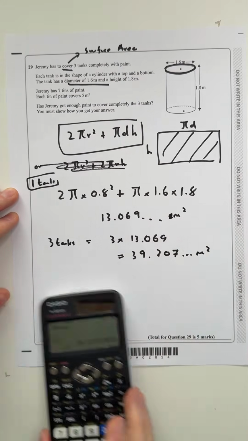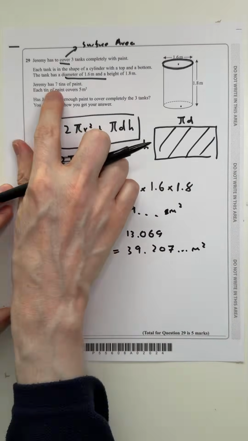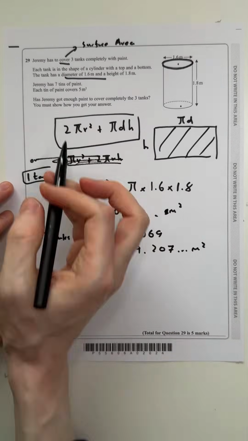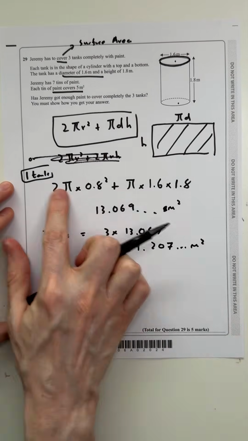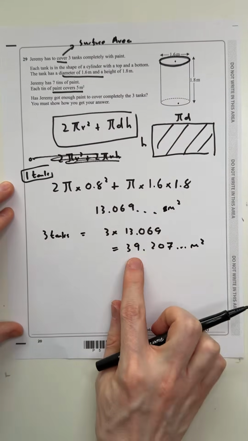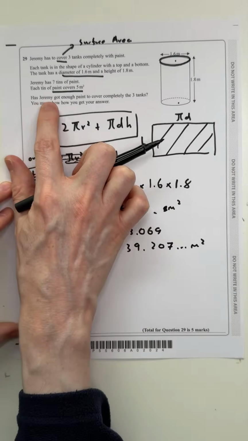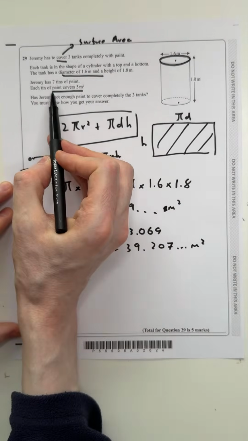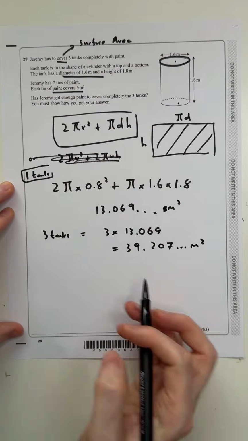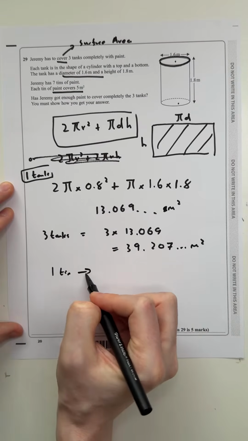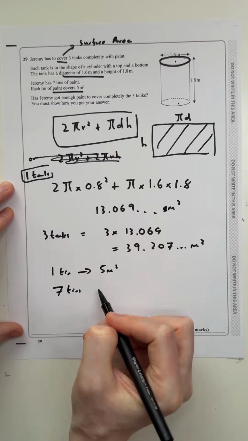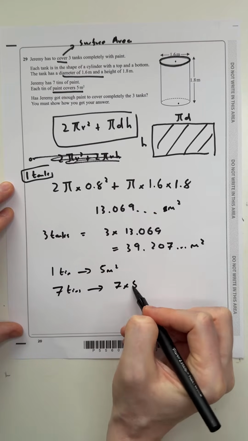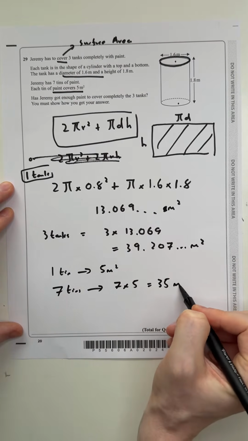meters squared. What we're told here is Jenny has 7 tins of paint. Each tin of paint covers 5 meters squared. And the total surface area of the 3 tanks came to 39. So has Jenny got enough paint? We know 1 tin covers 5 meters squared. So therefore, 7 tins would be 7 times 5.